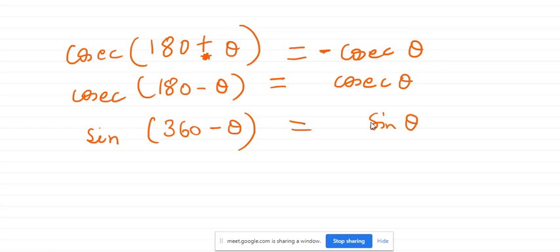Like in this, which quadrant will it go in? 360 minus theta, fourth quadrant, so the sign will be negative, because in the fourth quadrant sine is negative. So while finding the values you can use this one. Is it clear to everyone or any doubt in this? Yes, ma'am.